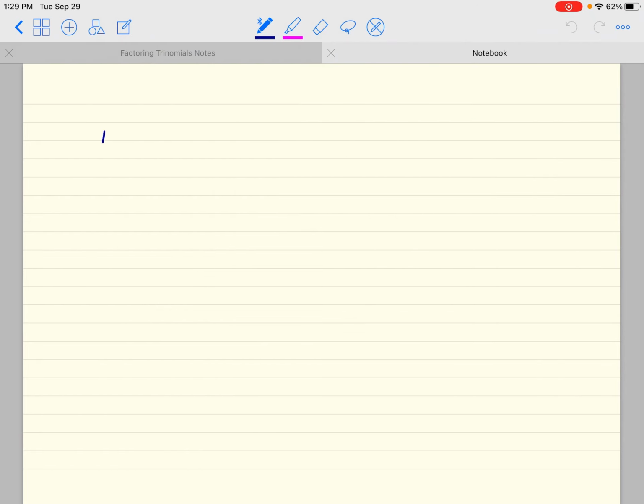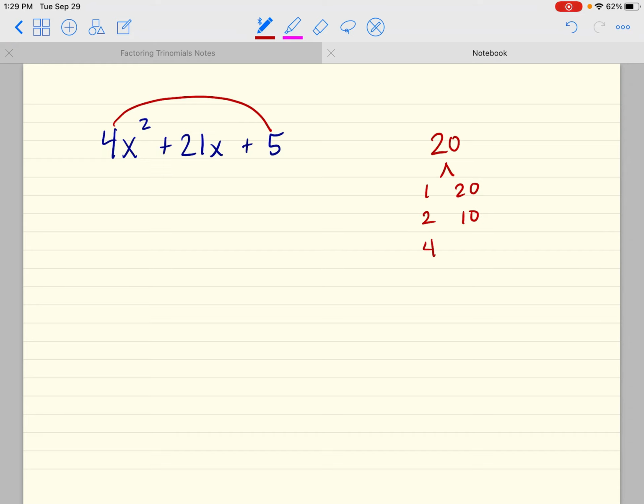So let's say we had something like, I don't know, 4x squared. Let's put a plus 5 here, and then let's put 21x in the middle. Okay, so we're going to multiply. We have 4 times 5, which makes 20. And factors of 20 could be 1 and 20, or 2 and 10, or 4 and 5.